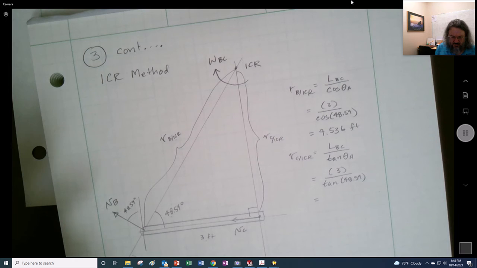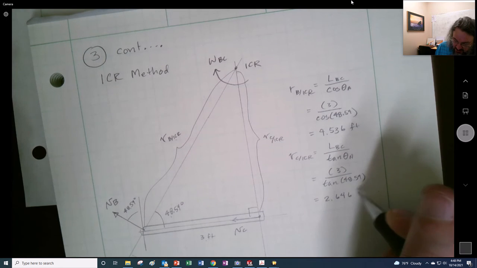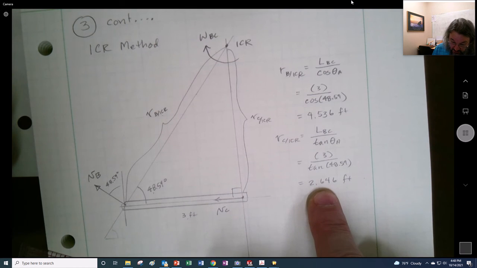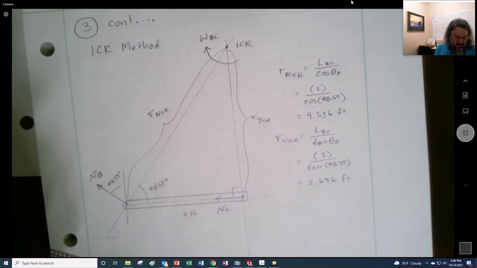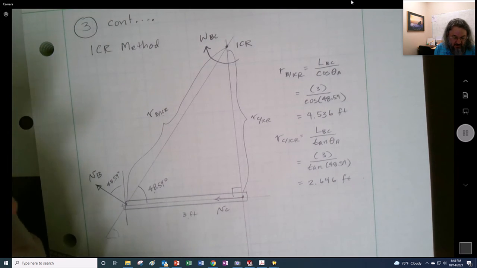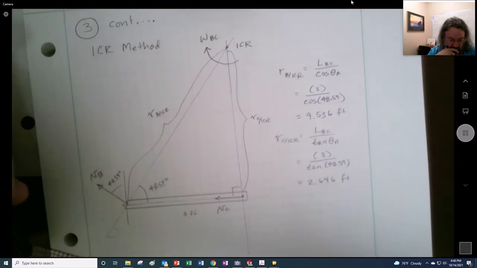I'm going to double check my work here. 48.59 tangent divided, and it should be 2.646 feet. And we could test this thing out by saying, I could take it and square it, and then I could take 9 and add it and take the square root. No, I didn't do that correctly.